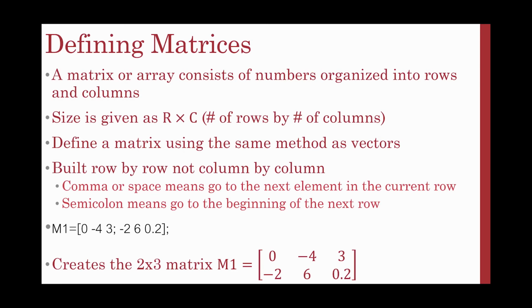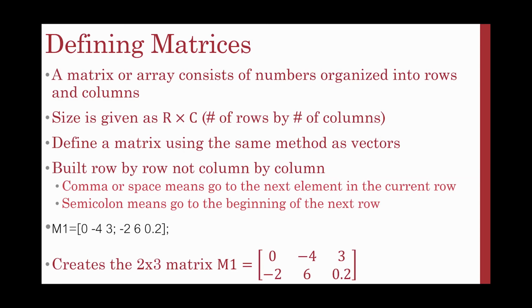You define a matrix the same method as you would use to define a vector. It's built row by row, not column by column, because again, MATLAB works row by column. So a comma or space means go to the next element in the current row, and then a semicolon means go to the beginning of the next row.